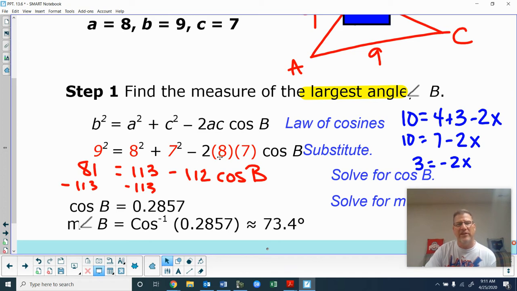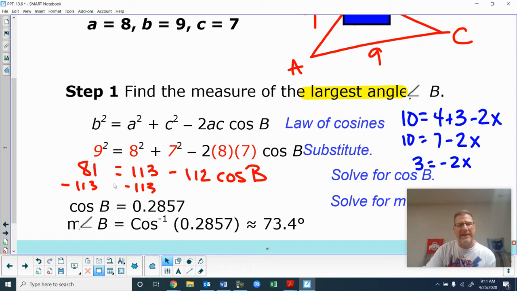Well, this equation over here is exactly the same. Once we substitute 9, 8, and 7 in for B, A, and C, 9 squared is 81. I always do the 8 squared plus the 7 squared next. That's 64 plus 49. That's where I got the 113. And then the negative 2 times 8 times 7 is negative 112. Remember, that's times the cosine of B. So the 81's like the 10, the 113's like the 7, and the minus 112's like the minus 2 here.